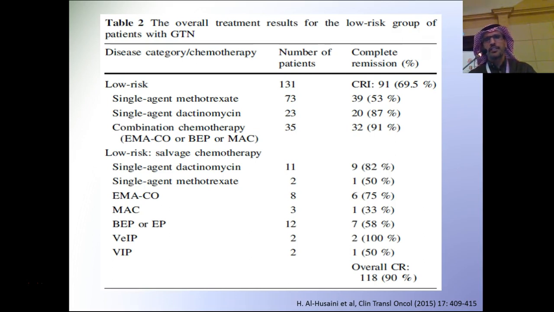From our experience at KFSH, 131 patients with low risk gestational trophoblastic neoplasm were treated with chemotherapy, and you can see the complete remission to the initial chemotherapy was around 70%. When you look at single agent methotrexate it was around 53%, and single agent dactinomycin was 87%. Around 25% of the patients required salvage therapy, and overall complete remission, either to the initial chemotherapy or subsequent chemotherapy, was around 90%.